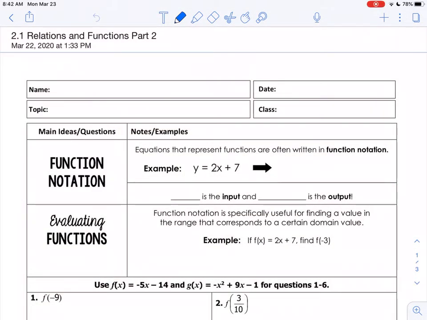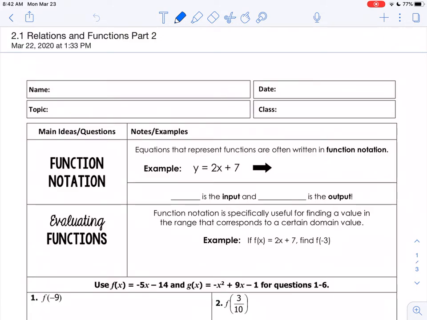Okay, good morning. Let's go ahead and do the next lesson for Advanced Math 2-1, Relations and Functions Part 2. So for the next page, we're looking at function notation. Now, I know that you've had a little bit of experience with this, which is great for us to do now.